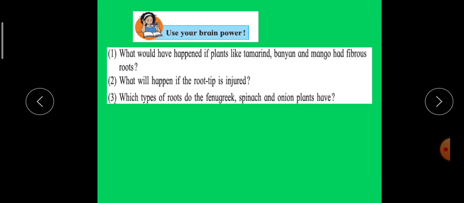Fenugreek has a taproot, but it does not travel deep down into the soil because for obvious reasons it is not required. Fenugreek, that is methi, it is not a big tree, it is a small herb. Spinach also has taproot which bears many secondary roots and some of these are seen growing horizontally in the soil.